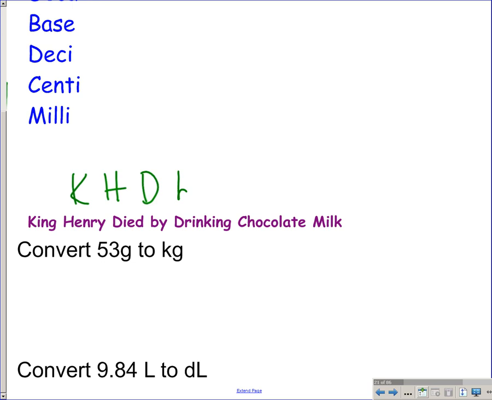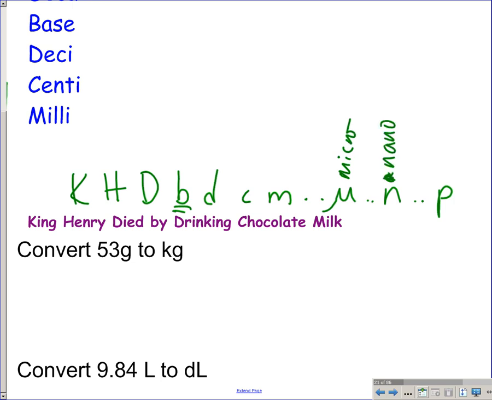Henry died by, 5 is the D, it's the base, drinking chocolate milk, dot, dot, and these dots are here because they're decimal placements. Micro, which I can't draw very well. Micro is a U with a tail in the front, okay? Nano, dot, dot, pico. So it goes, King Henry died by drinking chocolate milk, dot, dot, micro, dot, dot, nano, dot, dot, pico. So these are extensions to the metric system.